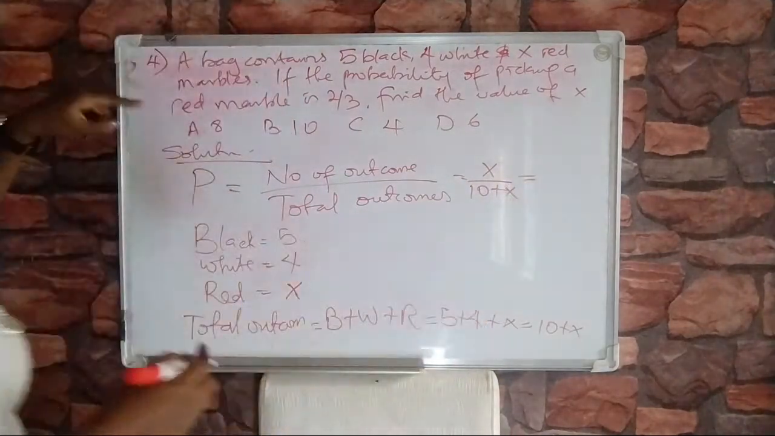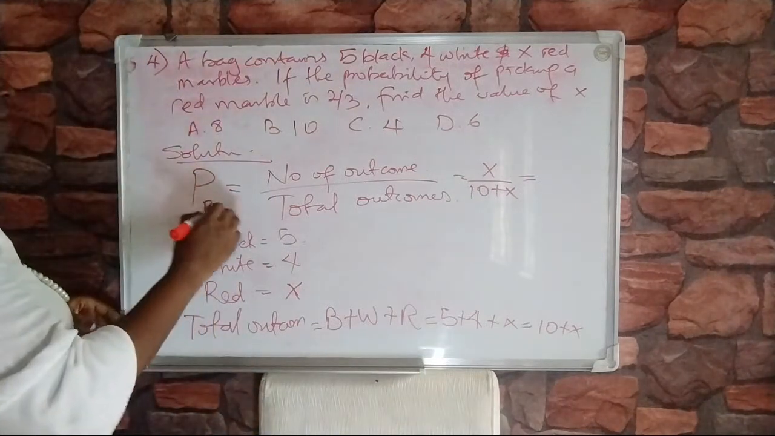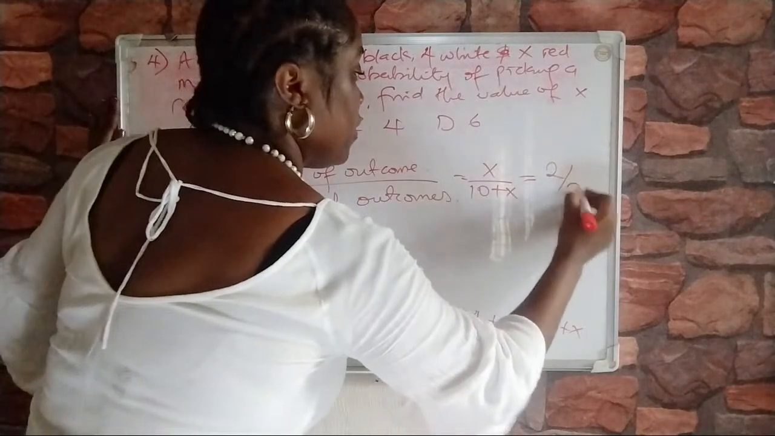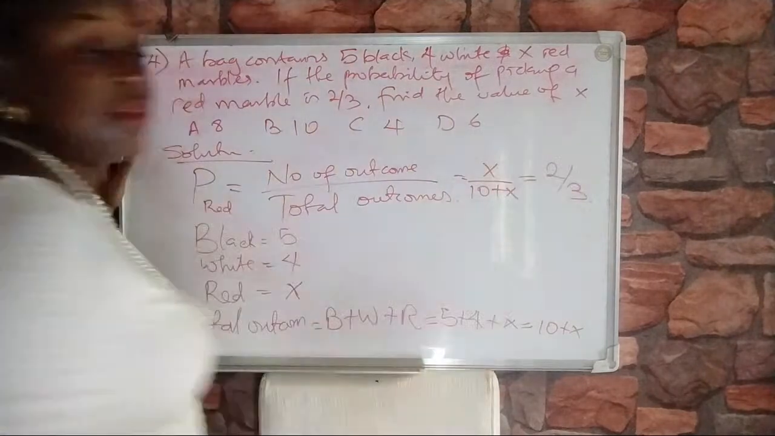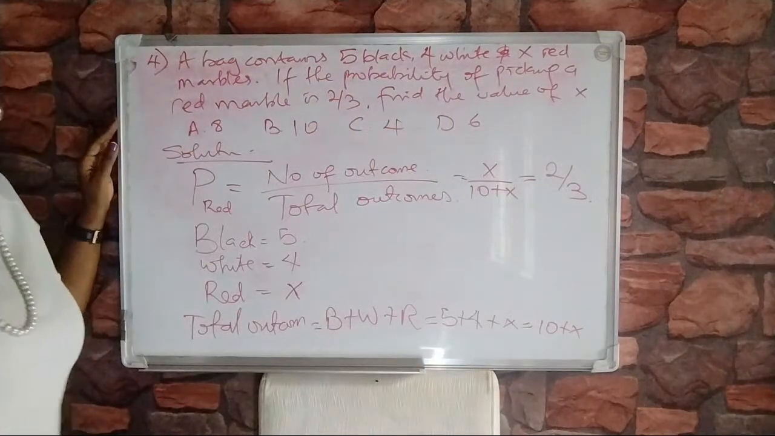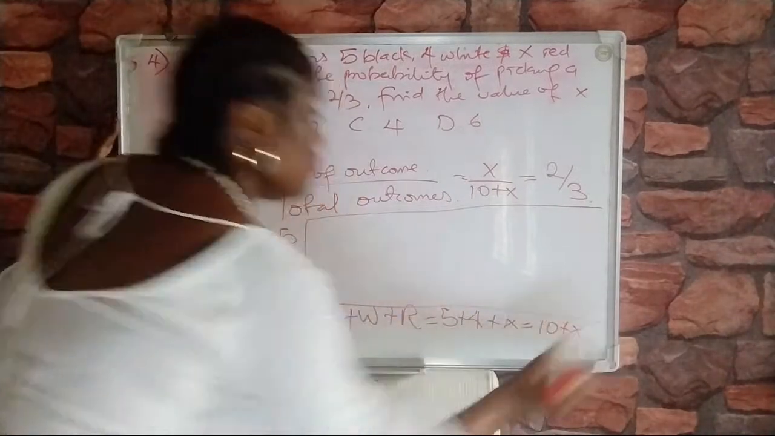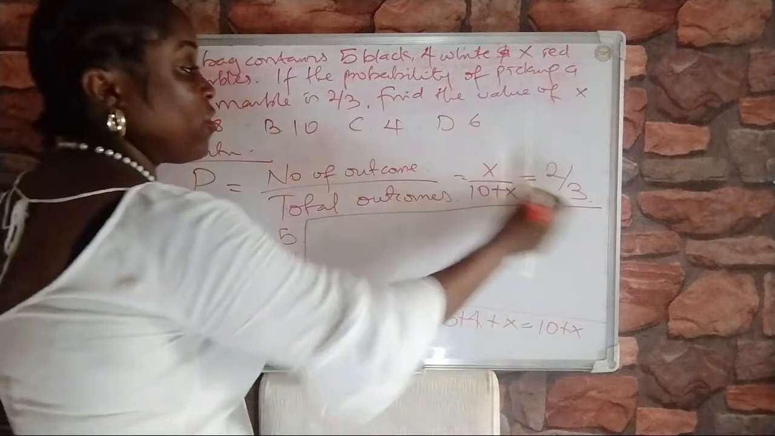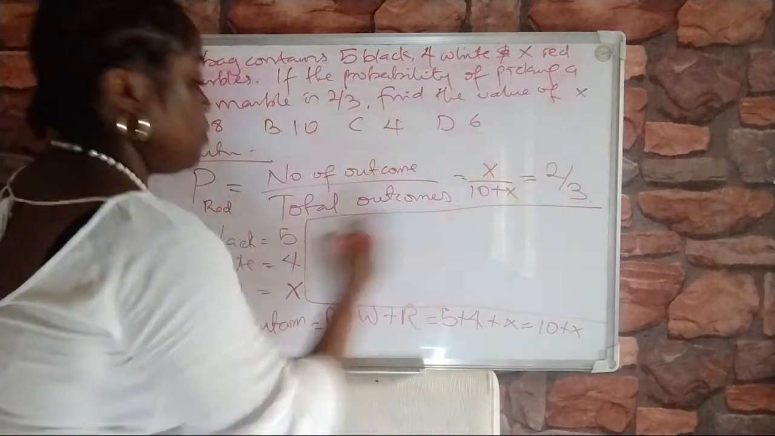And we're told the probability of picking a red marble is 2/3. So we're going to simplify this and find the value of X, and then we have our answer. So we're going to cover this little space to complete the problem, right? So if we cross multiply this function, you have 3x.